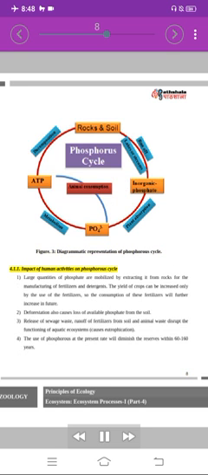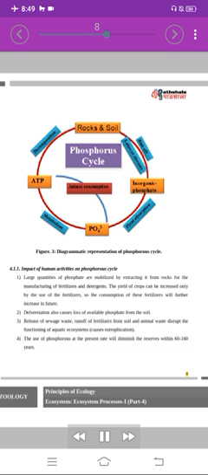4.1.1. Impact of human activities on the phosphorus cycle. 1. Large quantities of phosphate are mobilized by extracting it from rocks for the manufacturing of fertilizers and detergents. The yield of crops can be increased only by the use of fertilizers, so the consumption of these fertilizers will further increase in future. 2. Deforestation also causes loss of available phosphate from the soil. 3. Release of sewage waste, runoff of fertilizers from soil and animal waste disrupt the functioning of aquatic ecosystems and cause eutrophication. 4. The use of phosphorus at the present rate will diminish the reserves within 60 to 160 years.